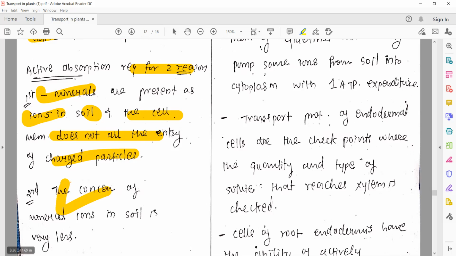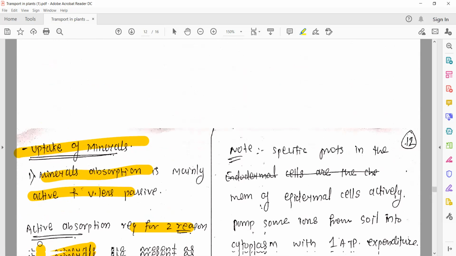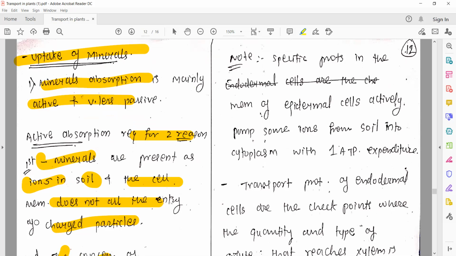Next, the concentration of the mineral ions in the soil is very, very less. Again, you know that if the person is spending energy, it works against the concentration, that means from the lower concentration the thing has to move to the higher concentration area, right? So now, let's talk about it in more detail.